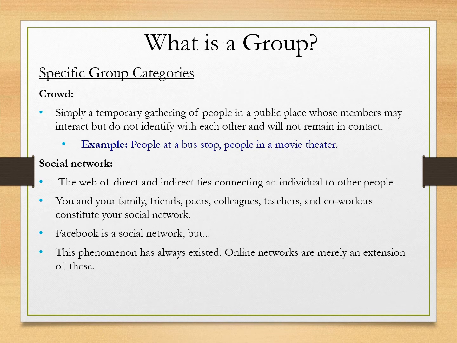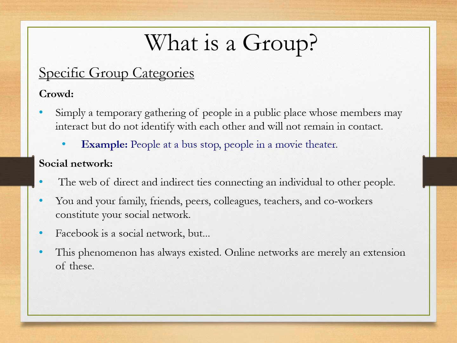Now let's talk about some specific group categories. Let's talk about crowds. A crowd is simply a temporary gathering of people in a place whose members may interact but do not identify with each other and will not remain in contact. So these are people at a bus stop at 9:30 a.m. on a Tuesday. They don't have anything in common with each other other than they want to go in a direction on the bus. These are people in a movie theater. They don't have anything in common with each other other than they want to see a movie. Some people might not even want to see that movie. They just want to see a movie.